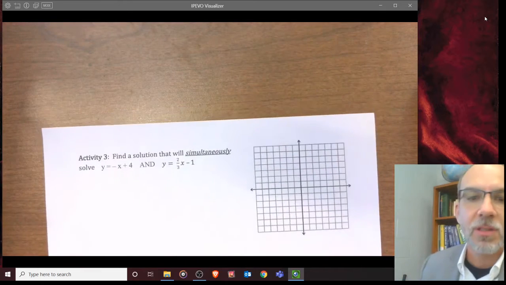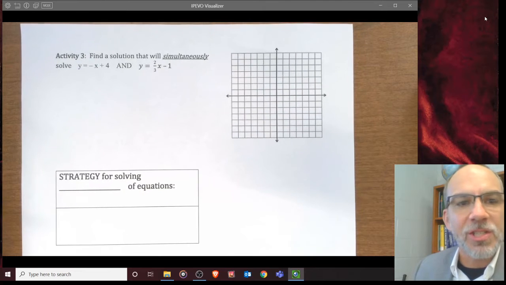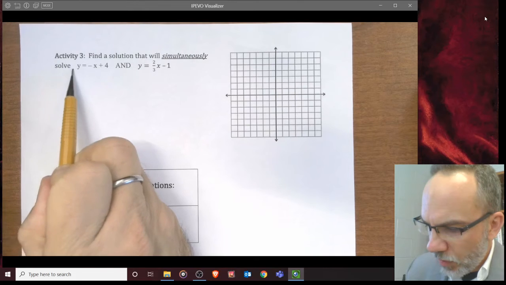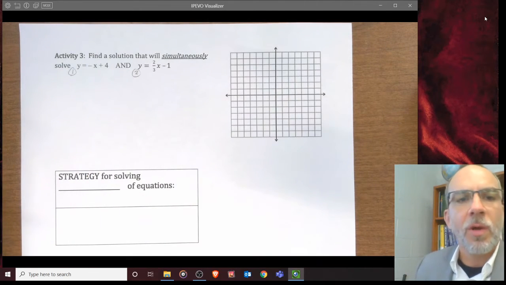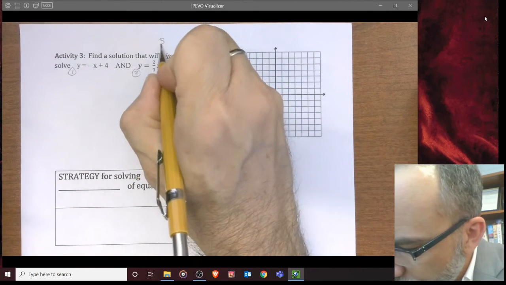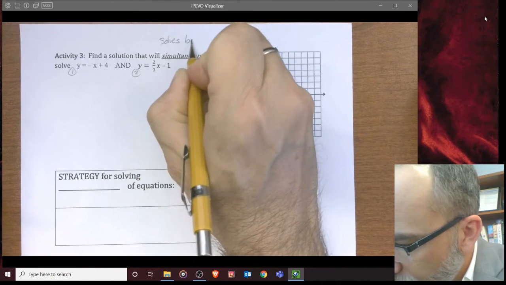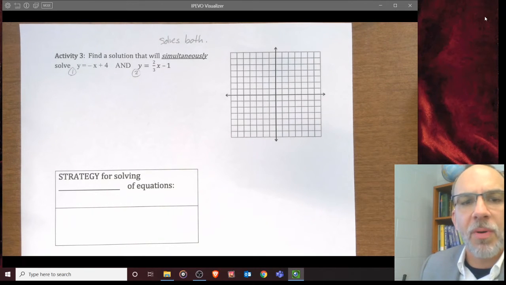Where's my other sheet? Oh, here it is. Find a solution that will simultaneously solve this one and that one. Wait a second. This was the first equation from previously. This was the second equation from previously. What does it mean to find a solution that simultaneously solves both at the same time? Well, you should know based on the previous things, but let's graph them and let's see what we get.